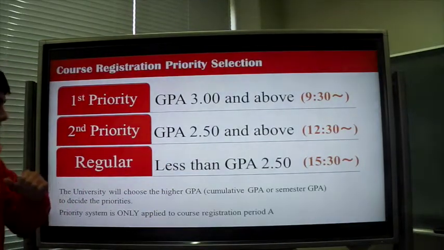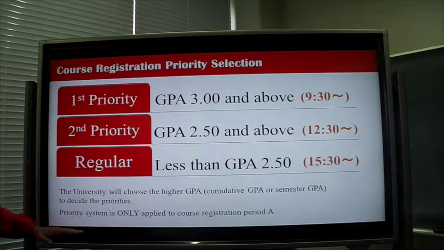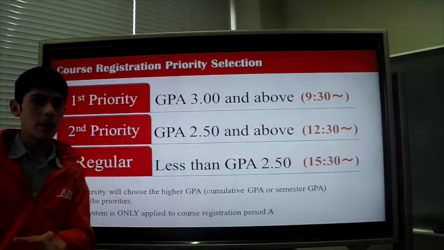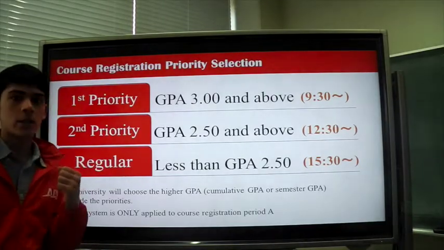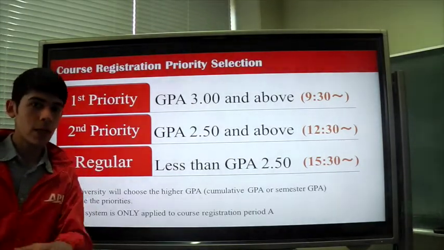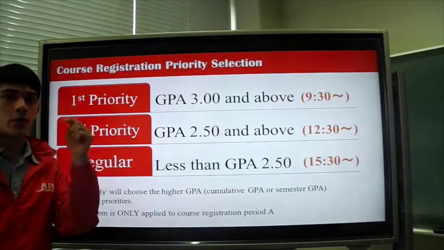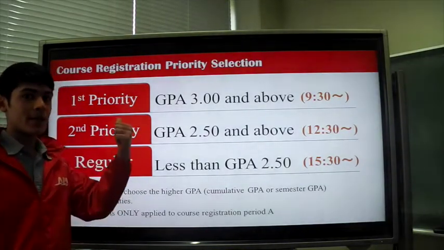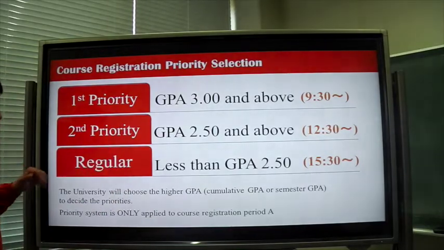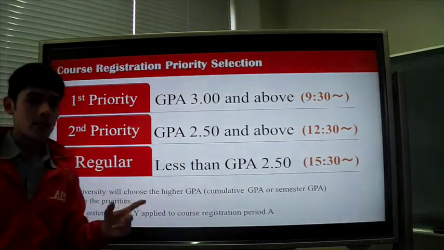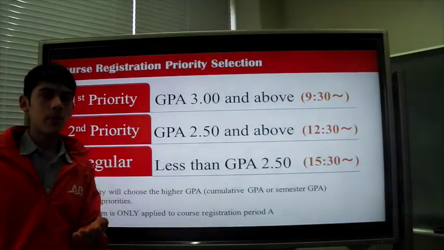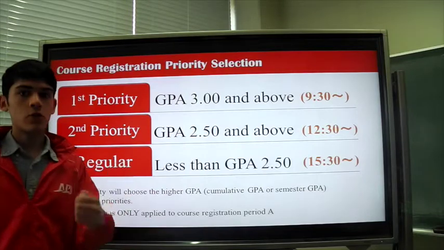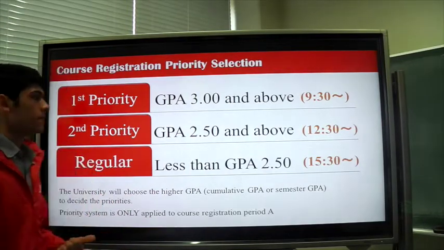Note that the priority system only applies to course registration period A. For freshmen, you will do your course registration during period B, so you will not have the priority system in your first semester, but for your second semester, you should do your best to be in the first priority. The second point is that the university will choose the higher GPA, whether your semester GPA or cumulative GPA. Whichever is higher, the university will choose it to determine your priority.